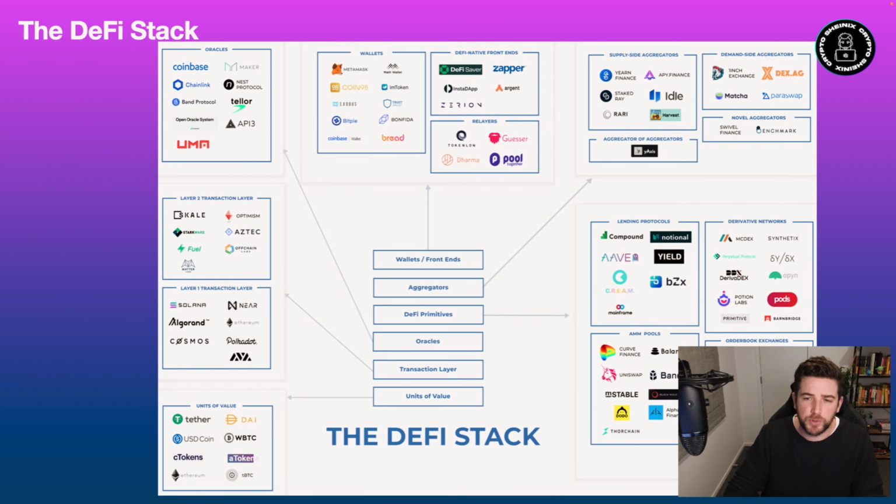Let's go now to the DeFi stack. I want to share this particular image because I think it's important to understand the different layers that we can have in DeFi. And here you can see the first layer that we have in this stack is the units of value. What does this mean? It means the units of value that we operate with around this ecosystem.